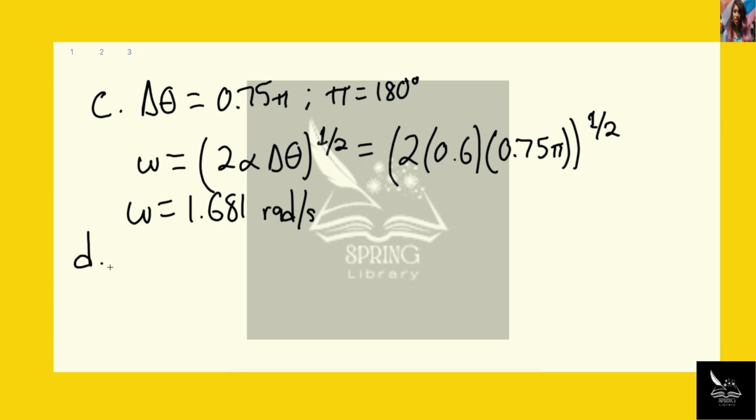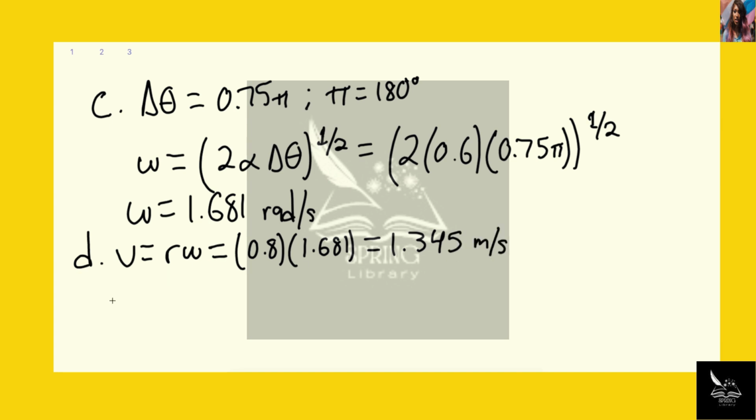For part D, they're asking us for the angle between the linear velocity and the resultant acceleration. So we find that v is equaling to r omega, so we can do this really quickly. 0.8 times 1.681, and this is going to be 1.345 meters per second. And then we can say tan of phi. So tan of phi, phi will be our angle between the linear velocity and the resultant acceleration. And this is simply the radial acceleration divided by the tangential acceleration.